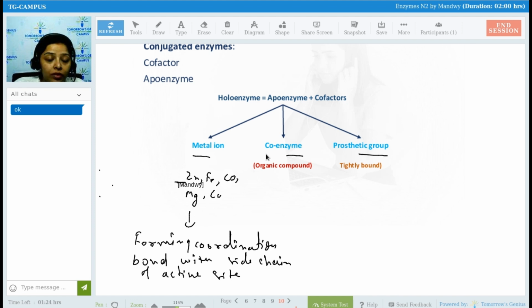Okay, for example, zinc. Zinc activates or enhances the metabolic reactions in photosynthesis, glycolysis. Now let's see the coenzyme. Coenzyme is a non-protein organic compound which is loosely attached to the apoenzyme. These organic compounds are loosely bound with or attached to the apoenzyme.